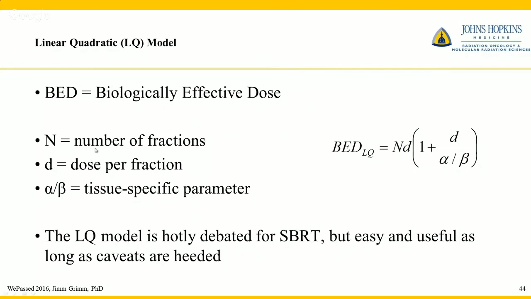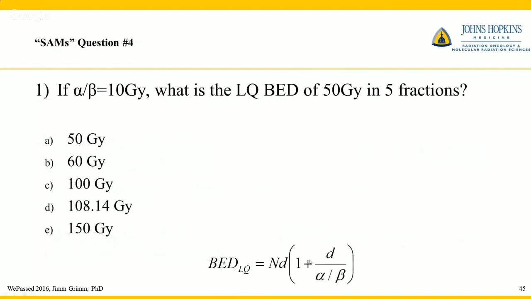So N is the number of fractions, little d is the dose per fraction, and alpha over beta, alpha beta, is a tissue-specific parameter that for every critical structure and every tumor is going to be different. So here's the equation: N times d times 1 plus d over alpha beta. So keep this in mind. We're going to have a quiz. I still have the equation up, which I think you will be able to see at the same time as you see the poll question.